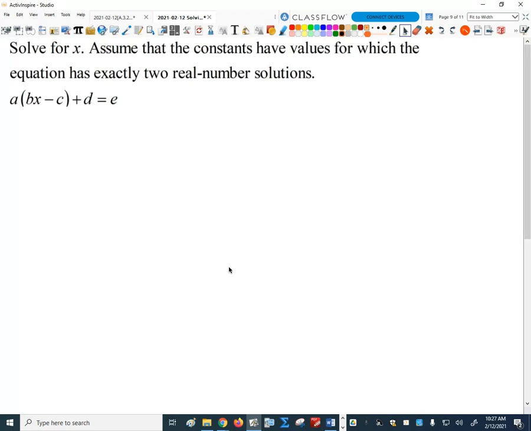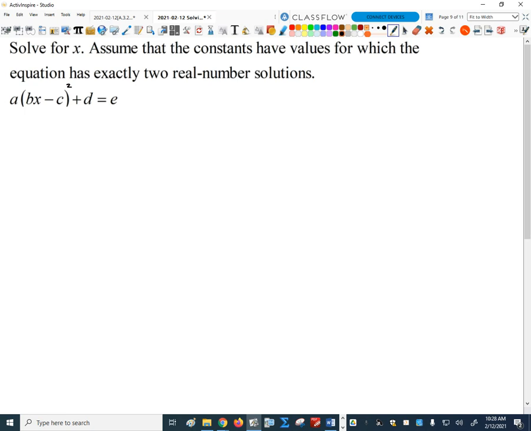Okay, what about this one? Oh, you know what I forgot to do here? Let me check something. I think what I meant to do on this, I'm sure, yeah, I don't even have to look. I know what I meant to do is I meant to have an exponent there. Okay. Solve for x.